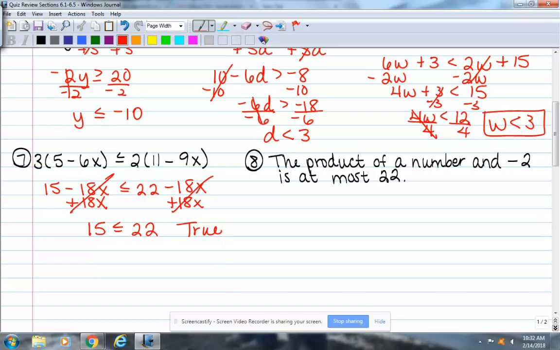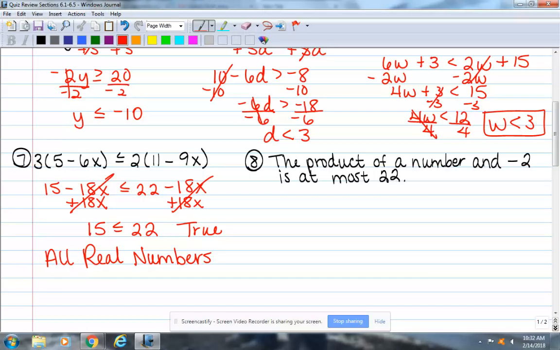That's true. So what do we say if our variables cancel out and we're left with something true? All real numbers. So what do we say then if our variables all cancel out and we're left with something that is actually for real false? We say no solution. So if it's true, all real numbers. If it's false, no solution. When the variables cancel out. Is everybody good with that?